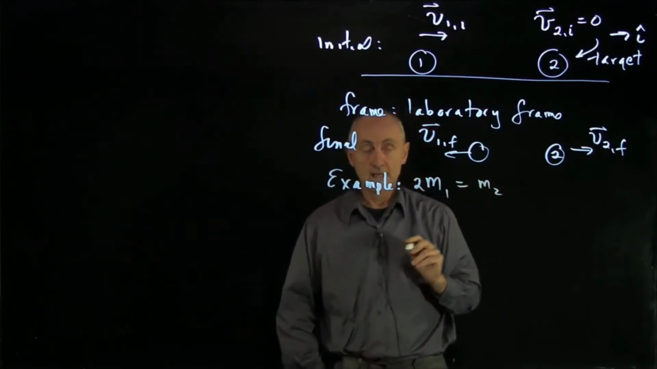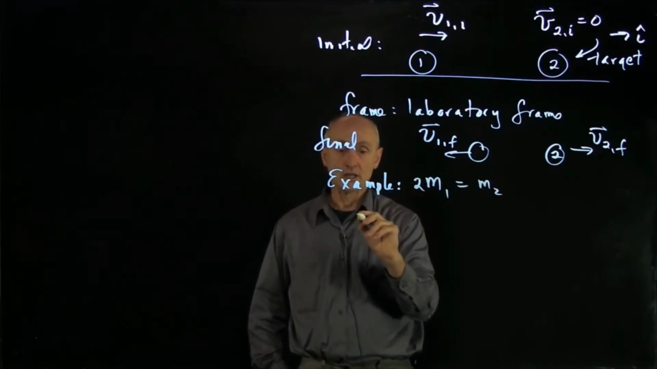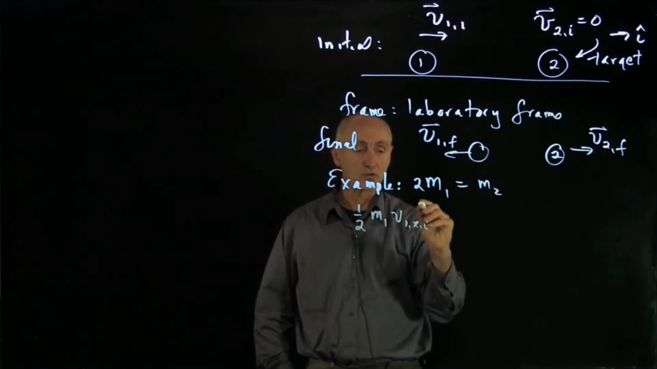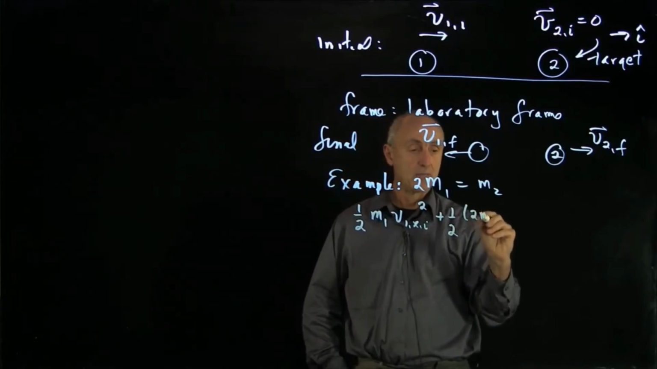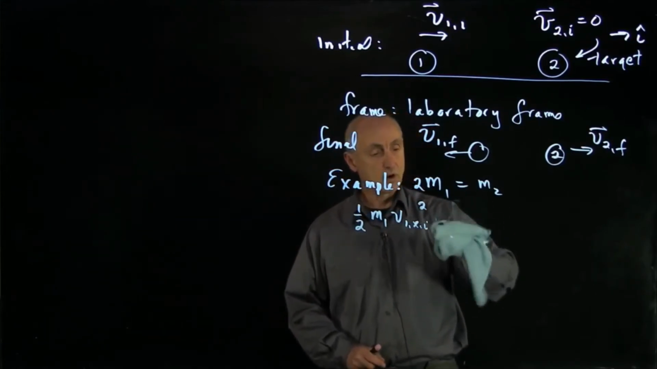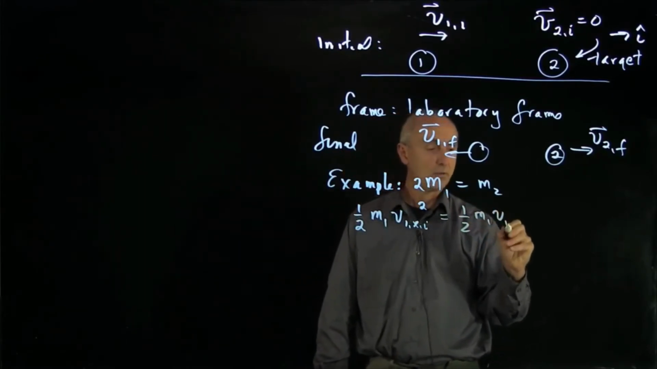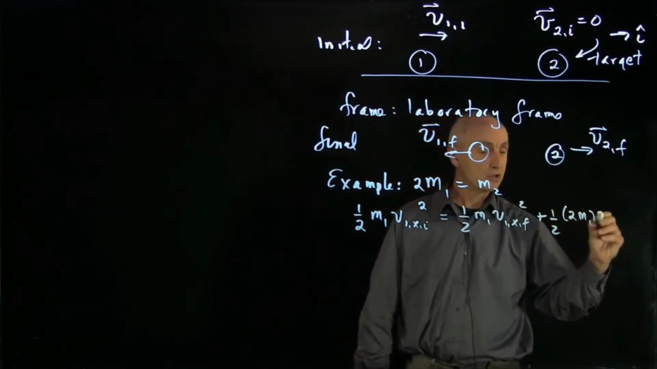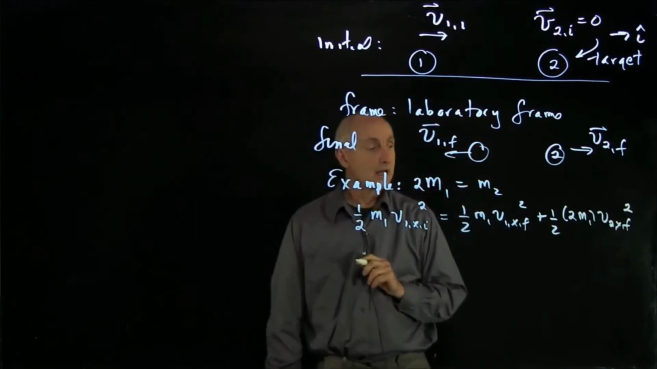is twice M1. Now, for our two equations, we'll choose components, and we'll write our energy equation as 1/2 M1 V1x initial squared plus 1/2 M2. So now we're going to write 2 M1. But object 2 is at rest, so we don't have to worry about that one yet. And so our initial kinetic energy is just equal to the final kinetic energy, 1/2 M1 V1x final squared, plus, substituting in 2 M1 for the mass M2, V2x final squared. And that's our energy condition.